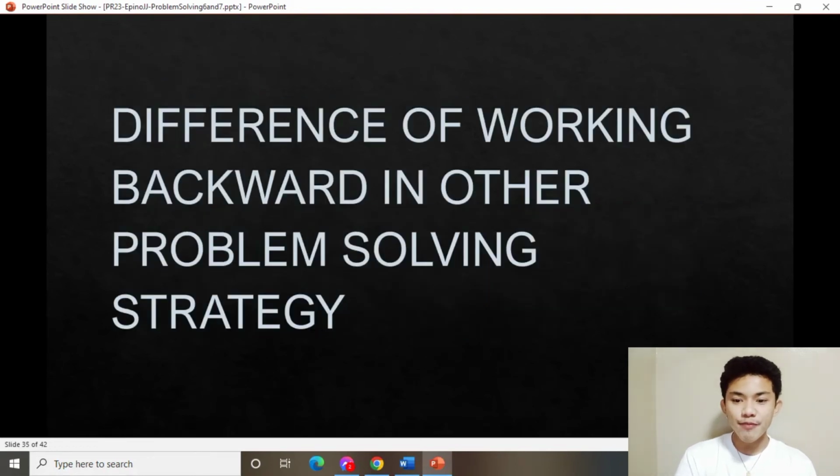The difference of working backward from other problem-solving strategies: working backward is a strategy in which students start from the last part of the given in order to solve the problem. Students use the guess and check strategy in order to solve the problem.